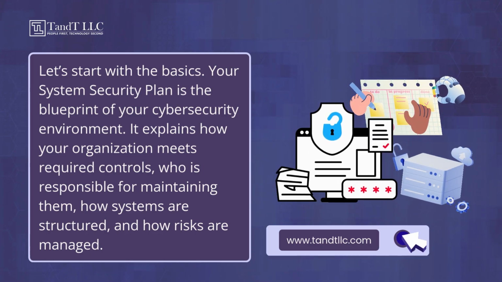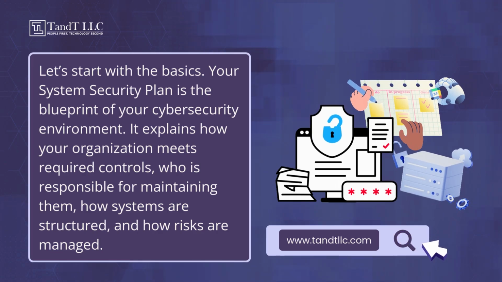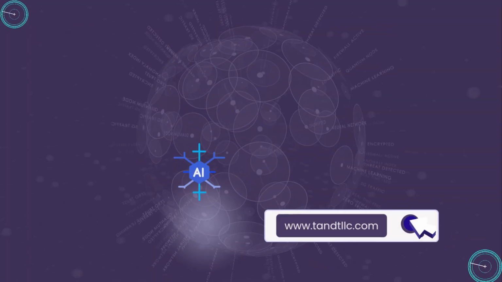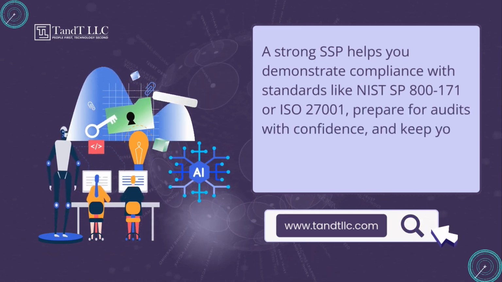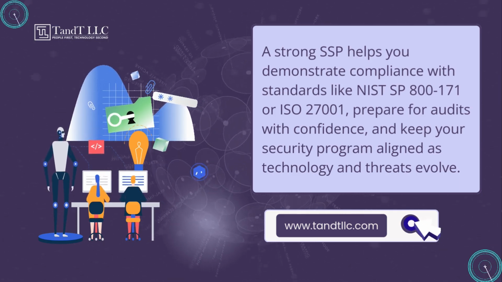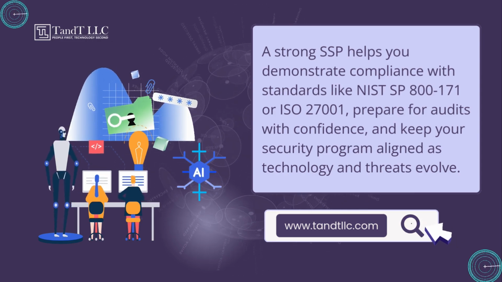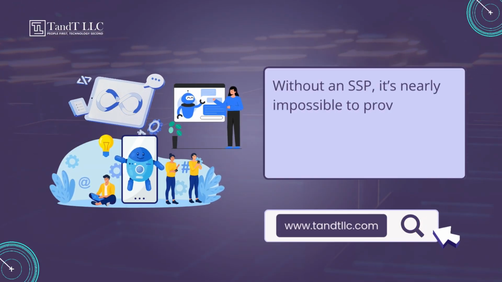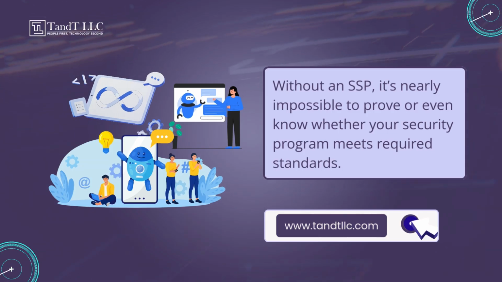It explains how your organization meets required controls, who is responsible for maintaining them, how systems are structured, and how risks are managed. A strong SSP helps you demonstrate compliance with standards like NIST SP 800-171 or ISO 27001, prepare for audits with confidence, and keep your security program aligned as technology and threats evolve. Without an SSP, it's nearly impossible to prove, or even know, whether your security program meets required standards.